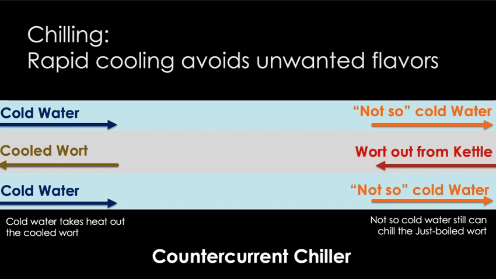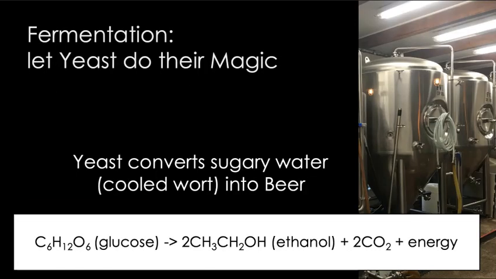After a beer has been chilled, then we can proceed with fermentation. Then our cool wort is taken into fermentation vessels. Here we can see the fermentation vessels at Port Jeff Brewery in Long Island. And we add yeast. And we let yeast do their magic. What yeast does is that it converts sugary water, the cool wort, into beer.